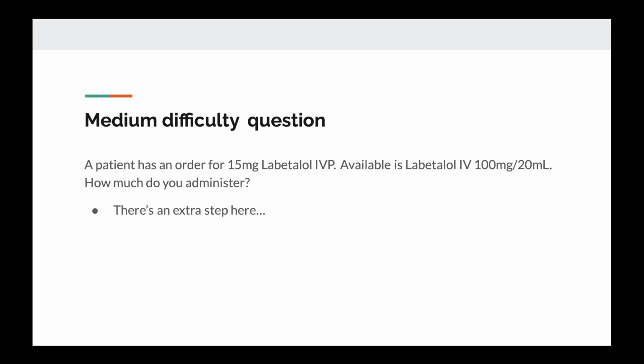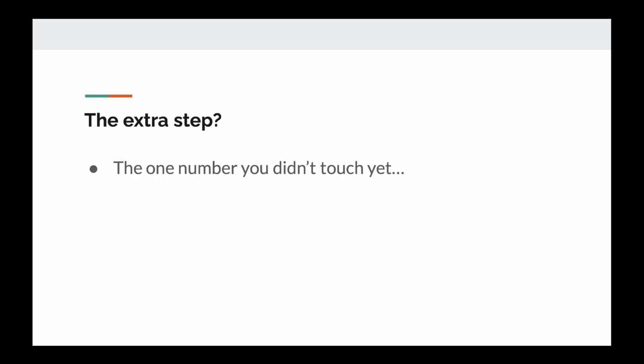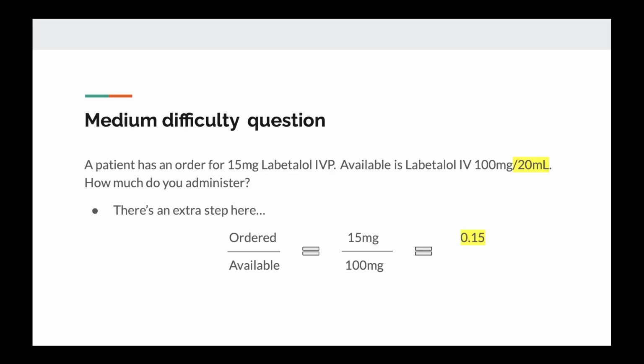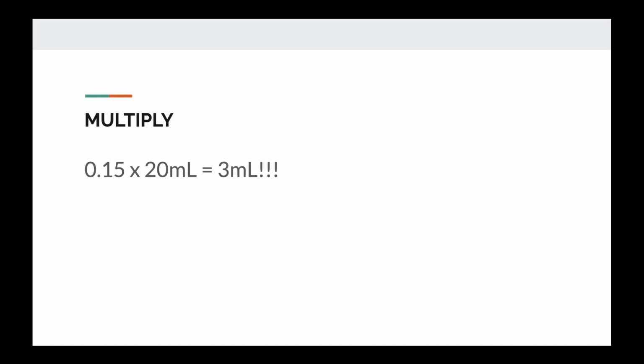So there's an extra step involved, but we're going to start off the same exact way. We're going to take what's ordered and divide by what's available. So we're going to take 15 and divide by what's available, same way we did in the other question. In this case, we're going to ignore the 20 for now. We're just going to do 100. 15 divided by 100, you're going to get 0.15. So where does that extra step come in? There's one number out of all these numbers we didn't touch yet, which is that 20 milliliters. All you're going to do is take that 0.15 and multiply it by the 20. And you get 3 milliliters, and that's how much you're going to administer.